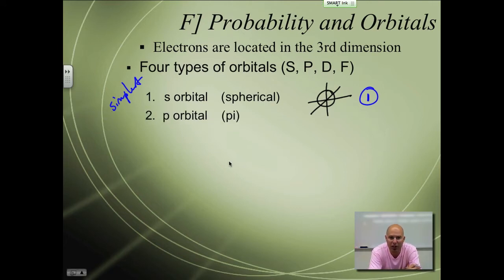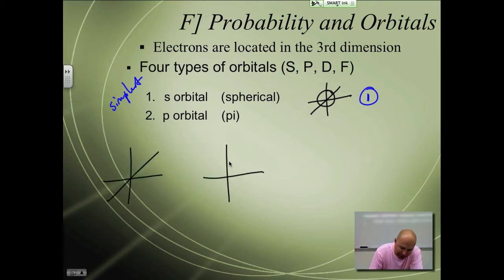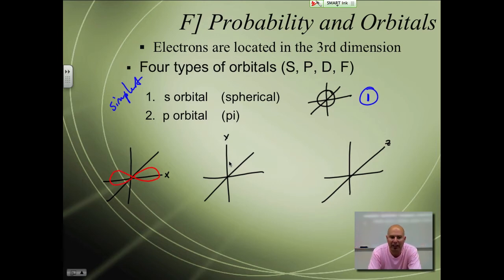The second is called the p orbital. Now it's called the pi or p orbital. It doesn't look like pi, you know, the Greek letter. What the p orbital does is it looks like this. It has 3 different arrangements, okay? So we have the X, the Y, and the Z axes. And what a p orbital looks like is almost a dumbbell.